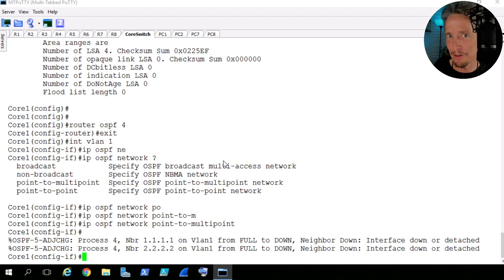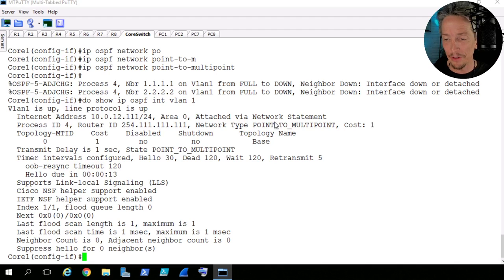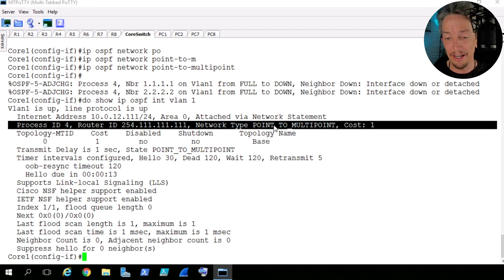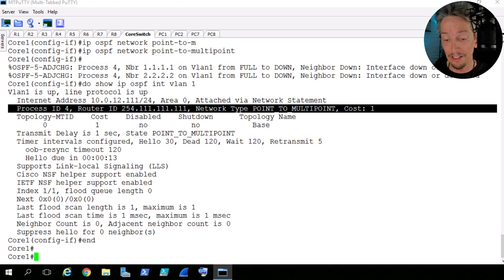The timers have changed, which blows them out of the water for neighborships. Also, they have to agree on whether or not there's going to be a DR or no DR. As a result of us making this change, if we do a do show IP OSPF interface for VLAN 1, this is showing us right now that it's the network type of point-to-point, and this also shows the hello timers. And in a point to anything, it's not going to think it needs a DR. So let's go ahead and change the rules for all of them.